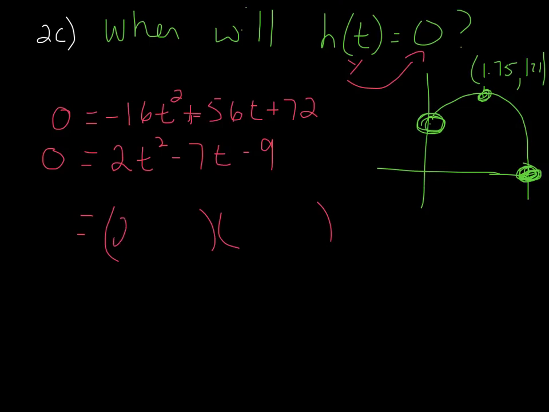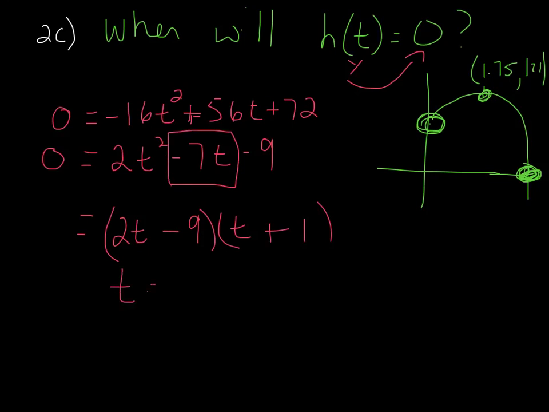Well, 2t squared is 2t and t. And 9 could be 9 and 1 or 3 and 3. What do you want to go with? 9 and 1? Okay, 9 and 1. Let's go with 9 and 1. Sounds good. Let's do minus 9 plus 1. And looky there, you'll make negative 7 if you FOIL.